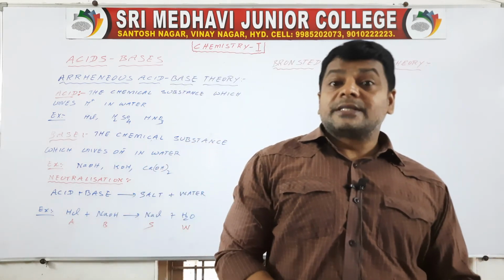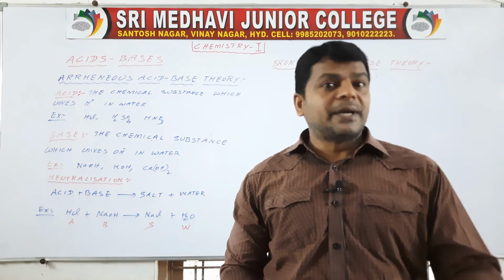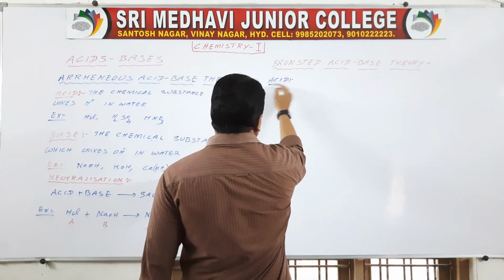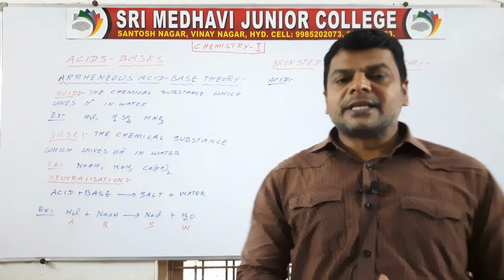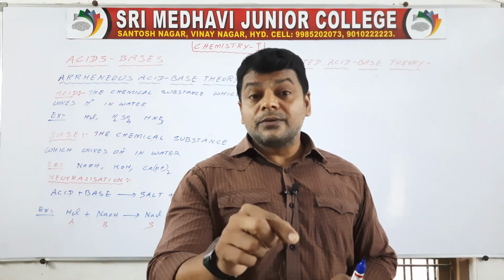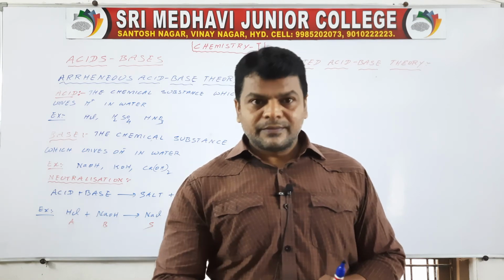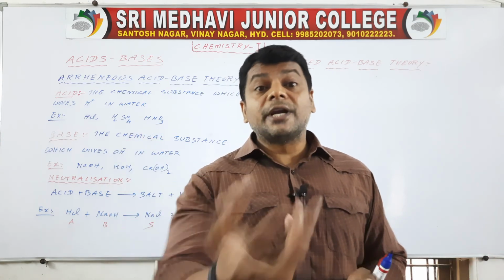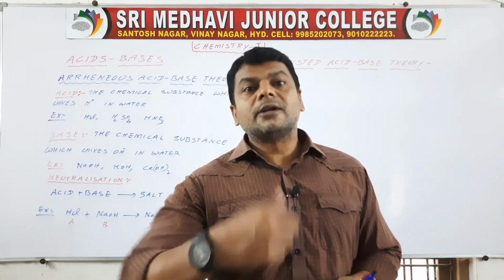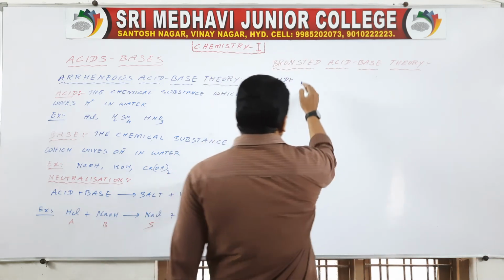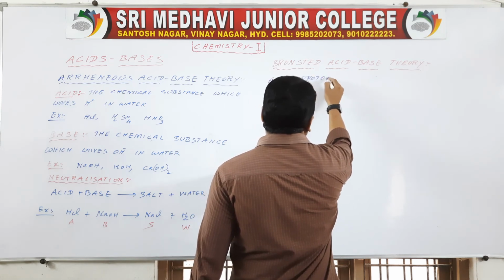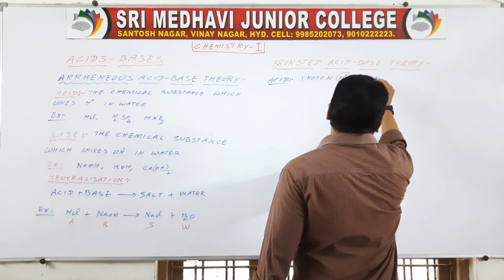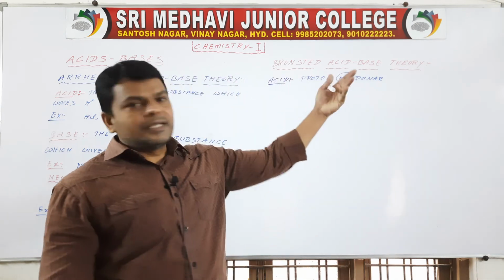So what is the Bronsted acid base theory? According to Bronsted acid base theory, what is an acid, what is a base? You have to know first. So first you know acid. The substance which gives proton, means proton donor, is called acid simply. Proton, H plus, donor is called acid.